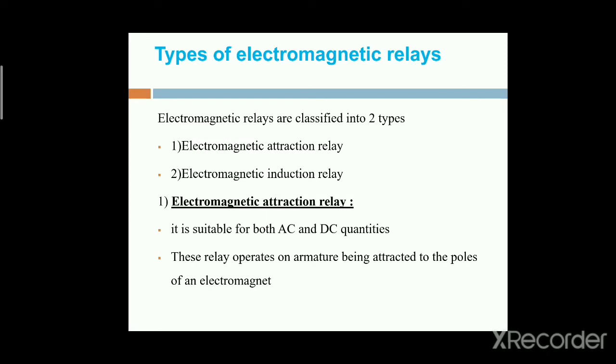Next, coming to the classification or types of electromagnetic relays. Basically, the electromagnetic relays are classified into two types. The first one is the electromagnetic attraction relay. In that name we have attraction. By using this attraction principle, the electromagnetic relay is operated.